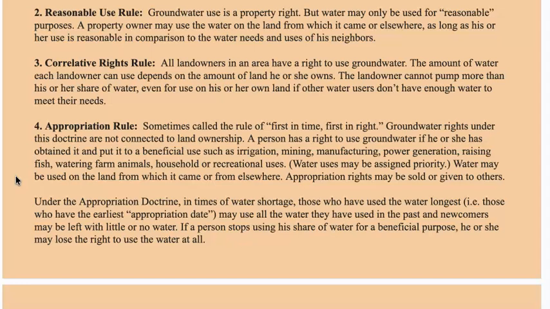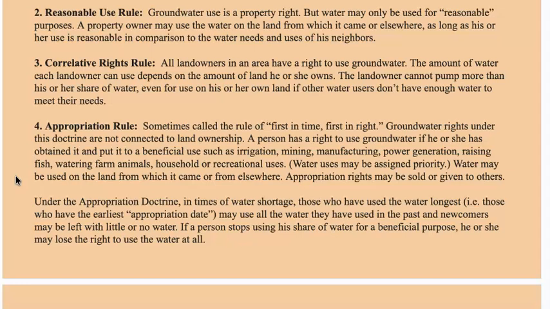Appropriations rights might be sold or given to others. So under this doctrine, in times of water shortages, those who have used the water the longest may use all the water they have used in the past, and newcomers may be left with little or no water. If a person stops using his share of water for a beneficial purpose, he or she may lose the right to use the water at all.